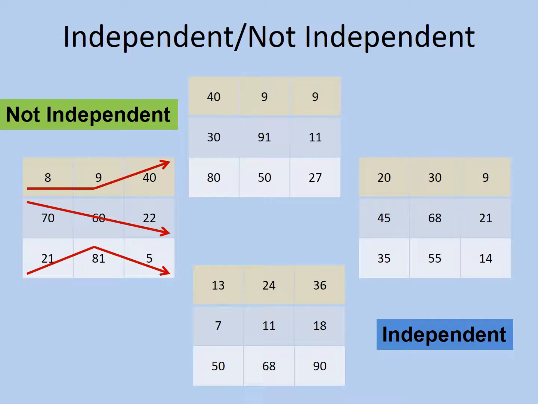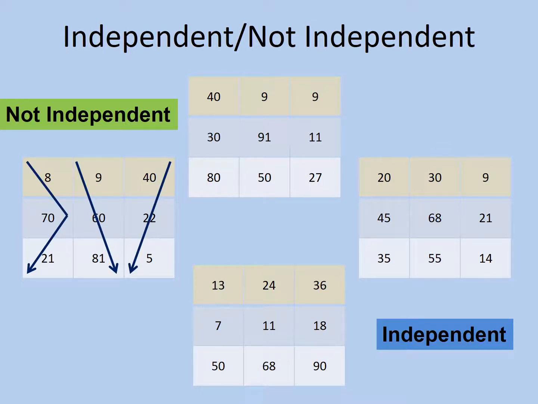For the table at the left, we can see that the horizontal arrows corresponding to each row of the table are not parallel, thus indicating non-independence. On the other hand, if we drew vertical arrows on the table at the left, we would also see that they are not parallel, also indicating that the two variables are not independent. So whether we draw our arrows horizontally or vertically, we arrive at the same conclusion that the two variables in the table at the left are not independent.